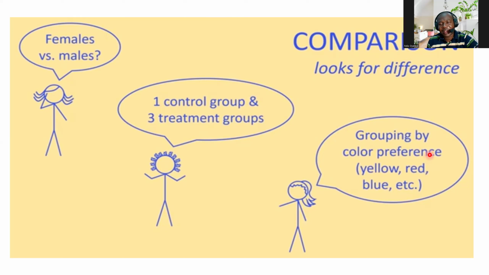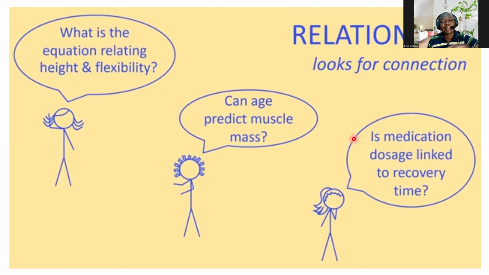Now, the other possibility is when you want to group, maybe you put in categories in terms of color, in terms of age, in terms of sex, and all that. So comparison and looking for difference is an important possibility. Now, the second possibility I highlighted is establishing relationship among your variables.